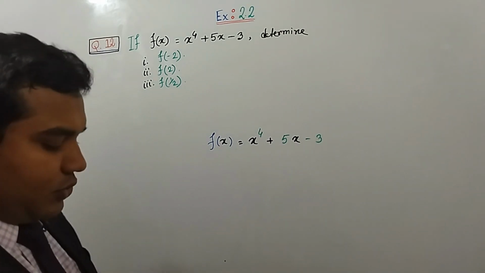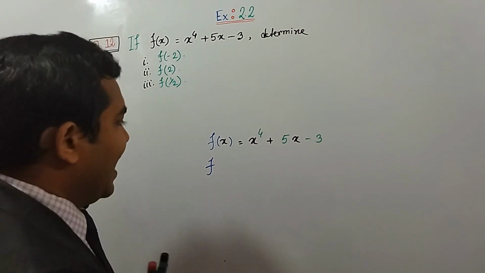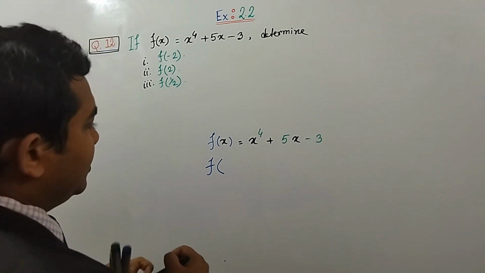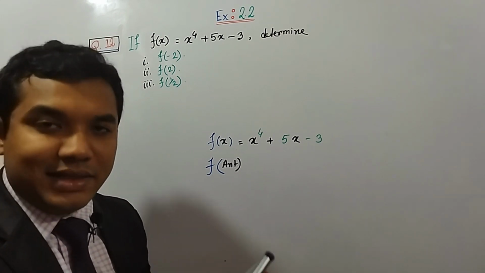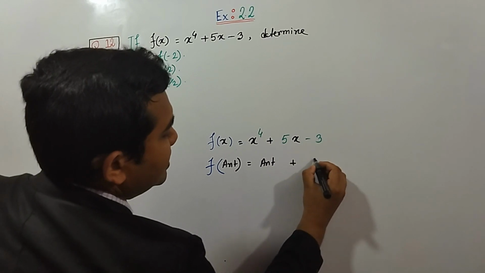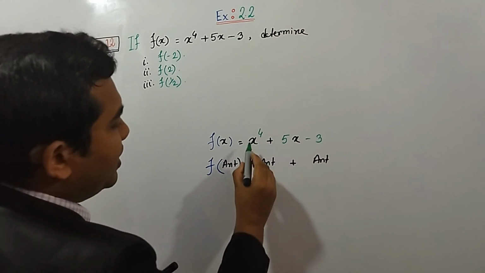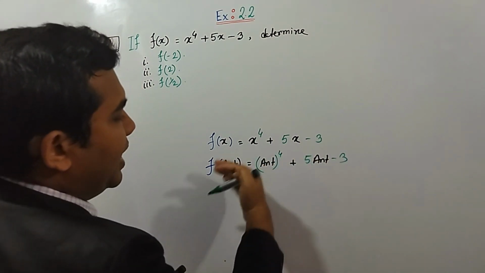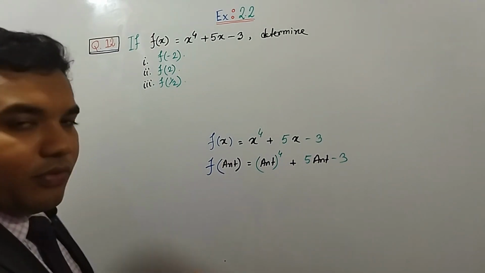But if we are trying to focus on f of, say for example, ant, then this is the function of ant. So what will that be? That should be ant to the power 4 plus 5 ant minus 3. That means only the places of x have been replaced by ant, and the others are exactly equal. Clear?